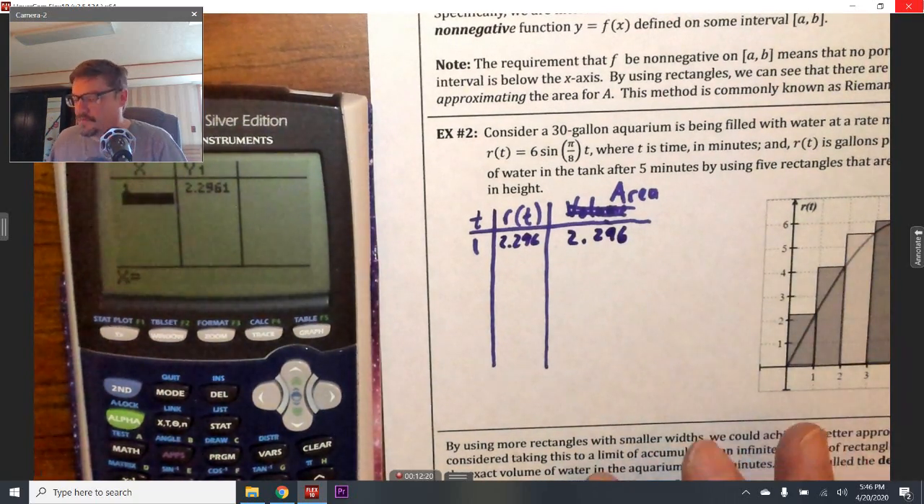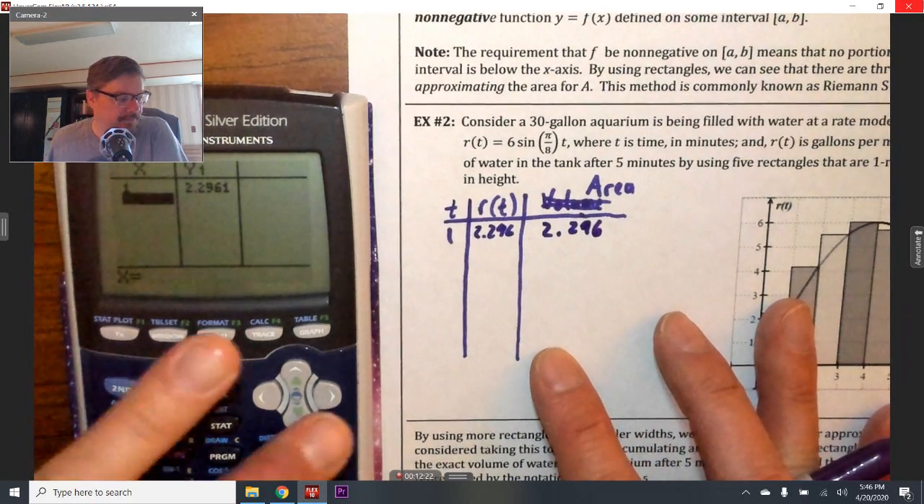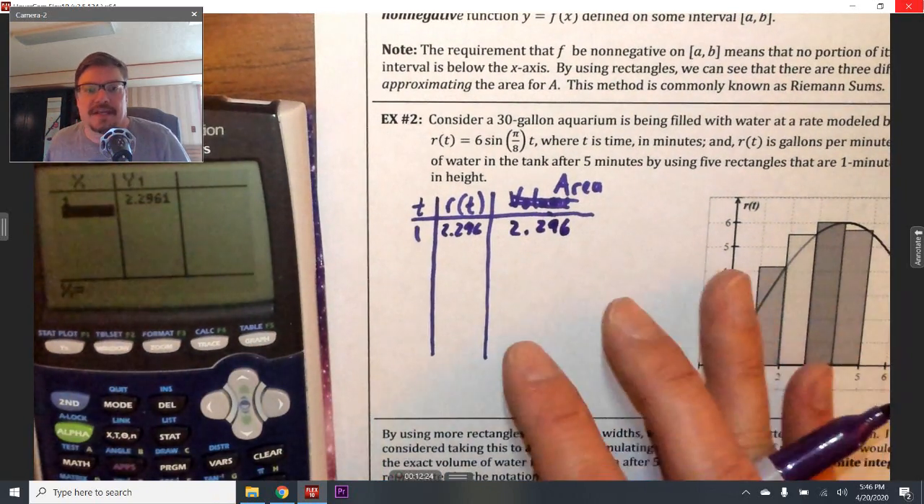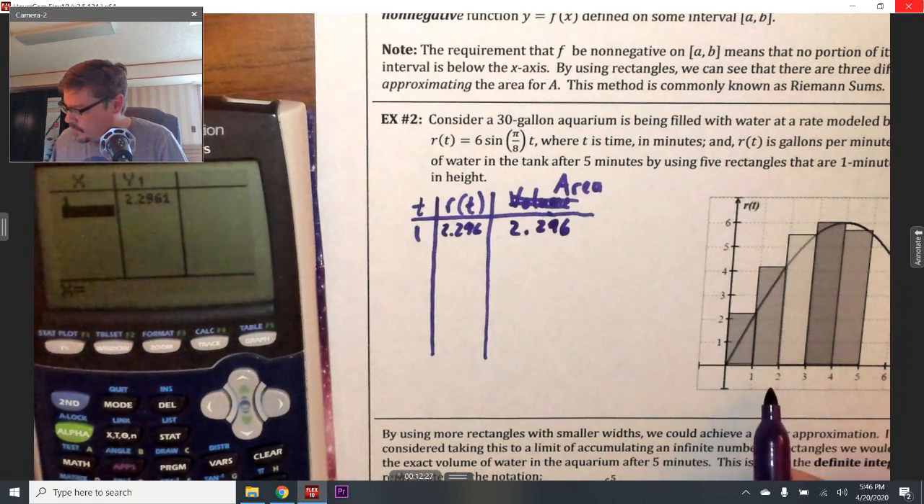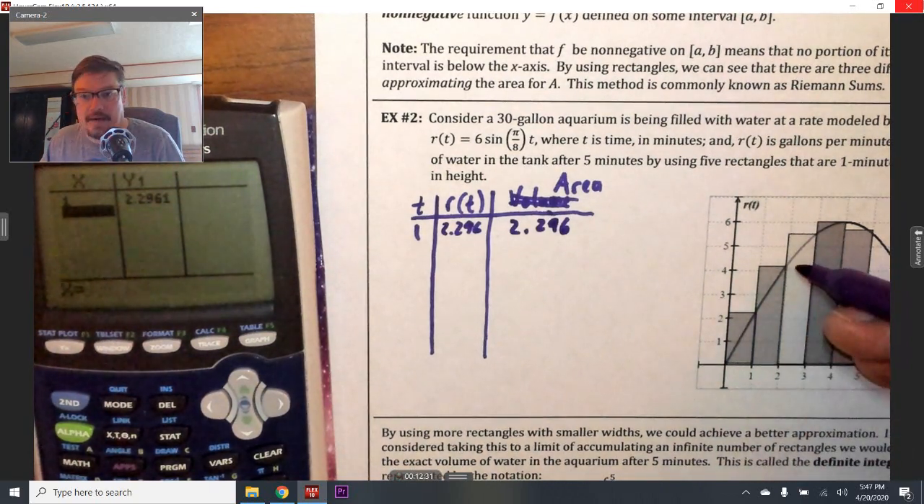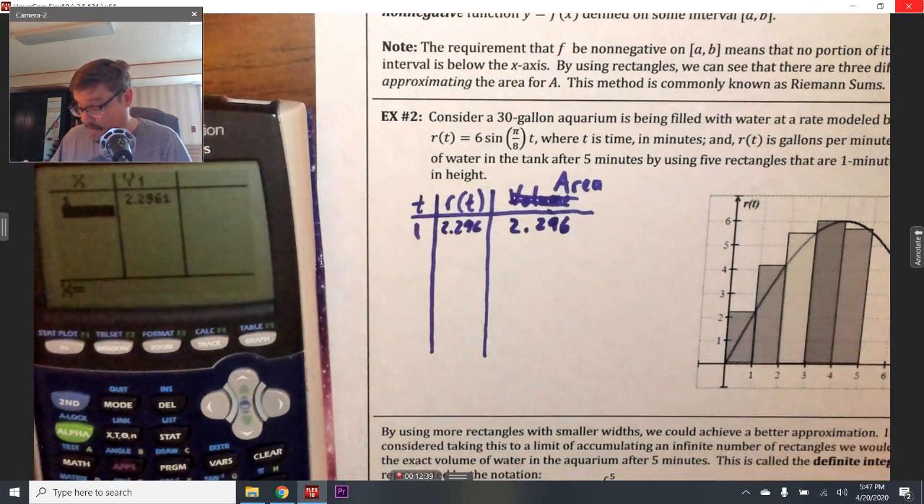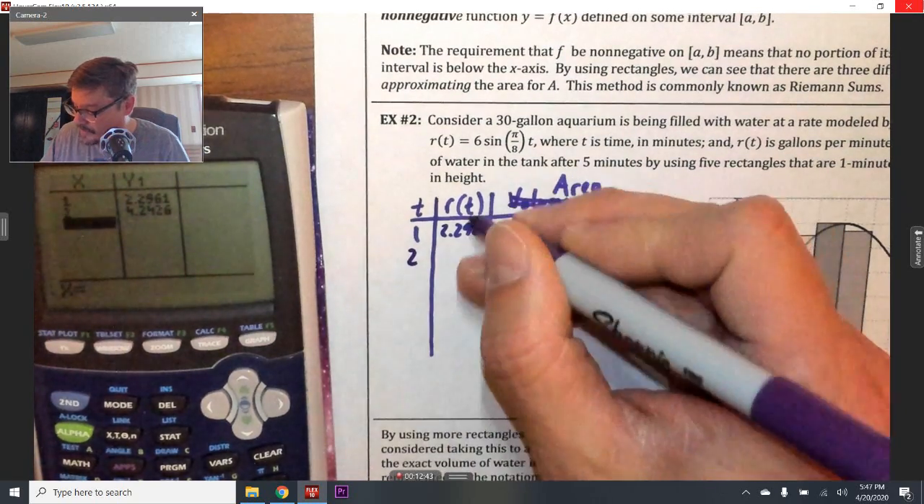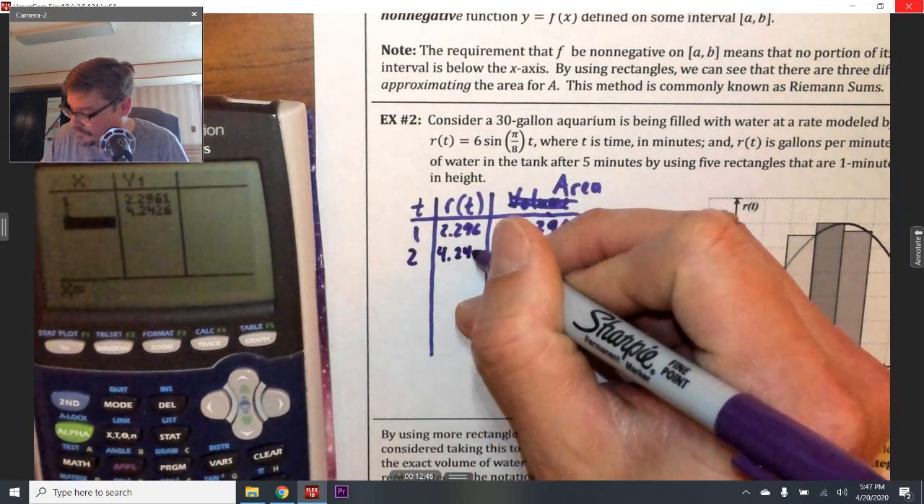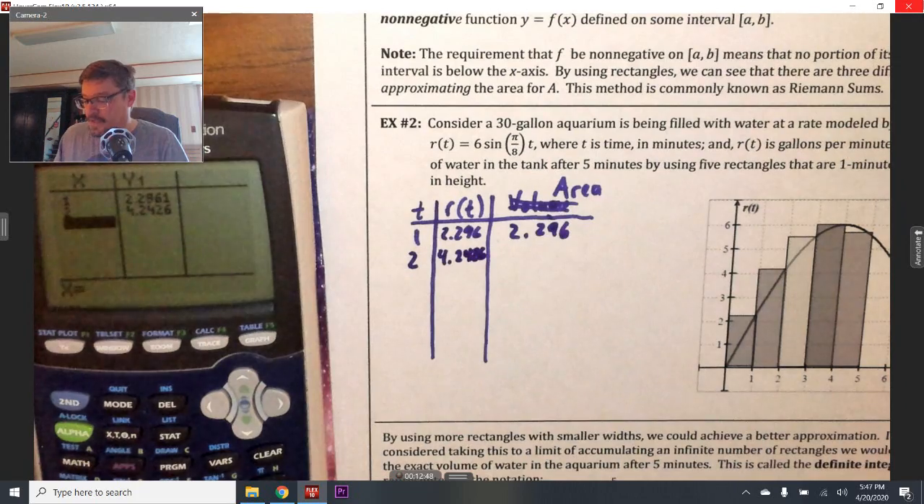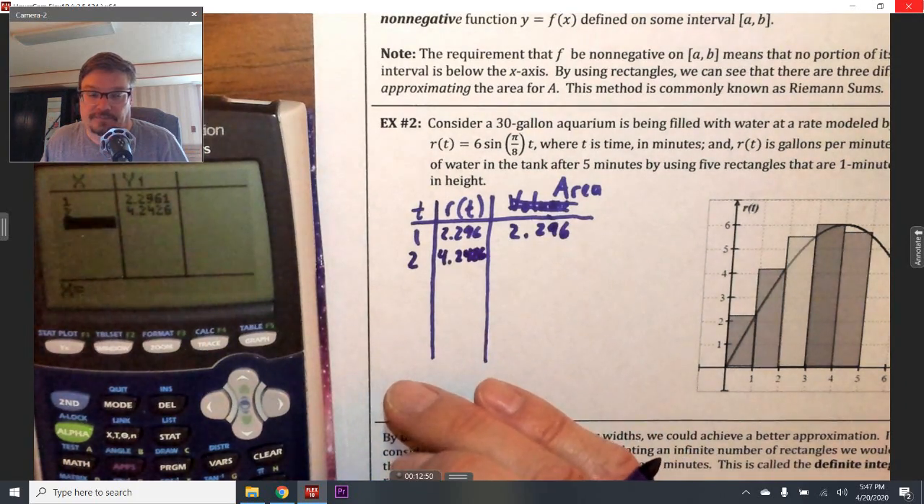Okay, so now I go to the second rectangle. So this one here, going to 2, how high is it? So this is the height of the rectangle. This is the width. Now the width is 1. And the height is going to be, well, we've got to plug in 2. Looks like when I plug in 2, it's 4.2426. Okay, so what's the width on that?